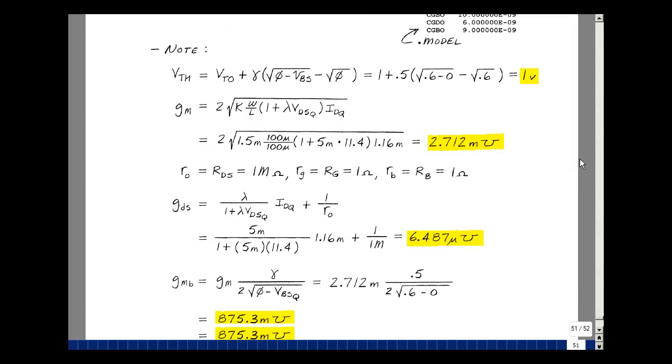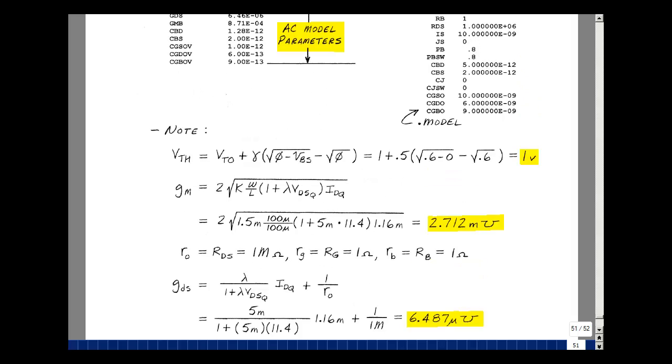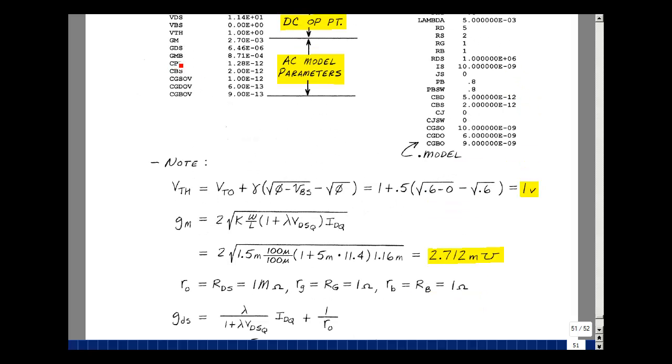Let's calculate GMB. This is our equation we had previously, and we just calculated GM to be 2.712 milli. This was 0.5, this was 0.6, and the bulk to source was 0. And I get 875.3 micromhos. Let's compare these last two to what we just calculated. Here's the term GMB, and that's 871 micromhos, and we calculated 875.3 micromhos. And we calculated GDS as being 6.487 micromhos, and here it's 6.46 micromhos. Very close with these formulas to what SPICE is calculating through a process of taking derivatives.